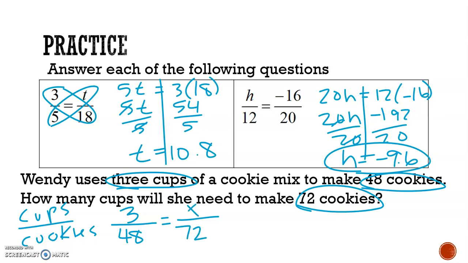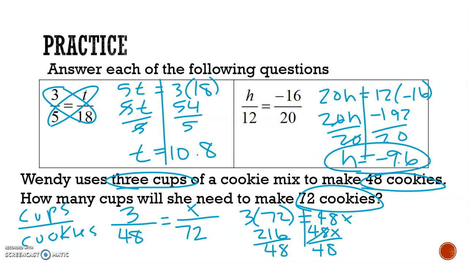So then we're going to do 3 times 72, and then 48 times x. So 3 times 72 gives me 216. Bring down that 48x, and we're going to divide both sides by 48. So those cancel. 216 divided by 48 is 4.5. So we have 4.5 cups is what we're going to need.